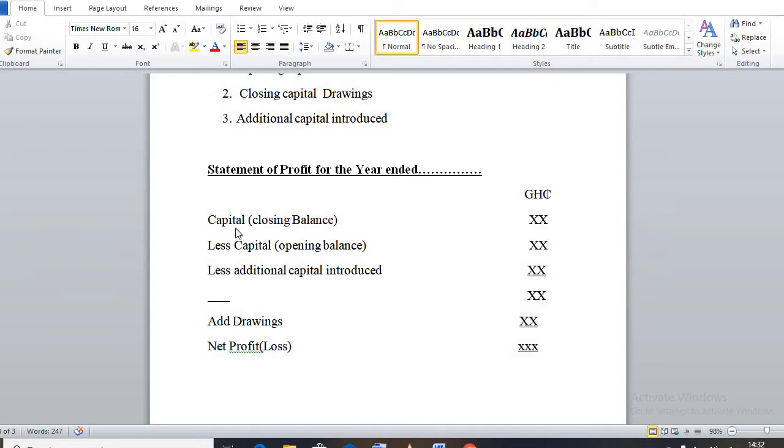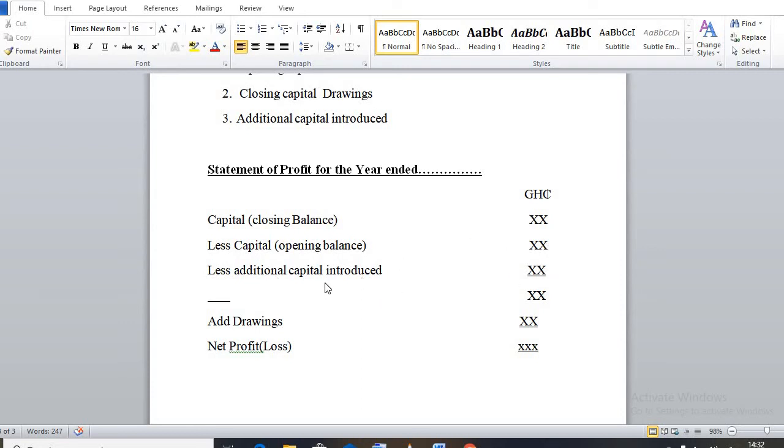So you have to start with your closing balance, the closing one, because you are going to compare the closing to the beginning. So we said if the closing is more than the beginning, it means we've made profit for the period, and the vice versa. So we have the closing balance of the capital, we have it here. Then you will less the opening balance of the capital, because here we compare. So you have to find the difference between the two balances. Then you have to less your additional capital. We are lessing additional capital introduced from the closing capital.